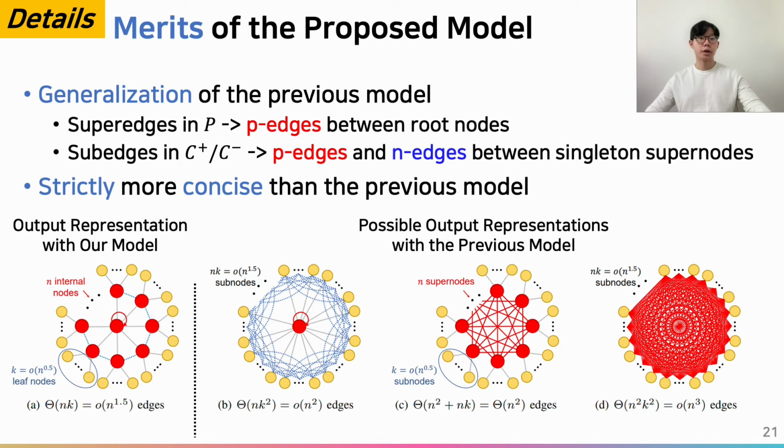Our model generalizes the previous graph summarization model by including it as a special case. In other words, all types of edges of the previous model can be expressed by the types of edges in our model. Thus, the hierarchical graph summarization model can always describe a given graph at least as concisely as the previous model. Here, we provide an example where our model can be strictly more concise than the previous model. Please refer to our paper for details.